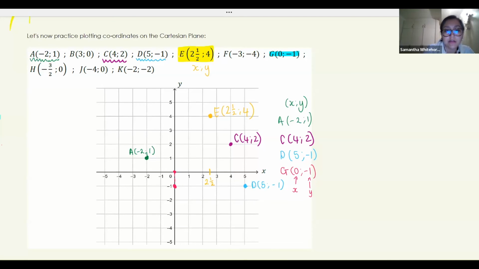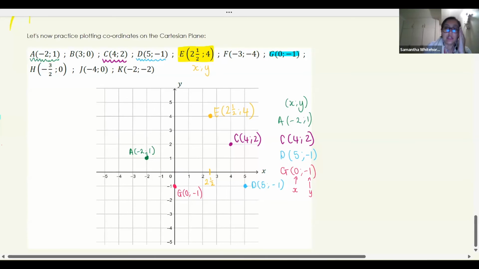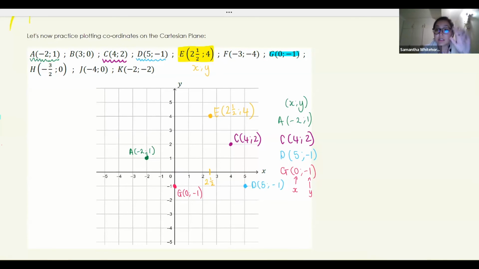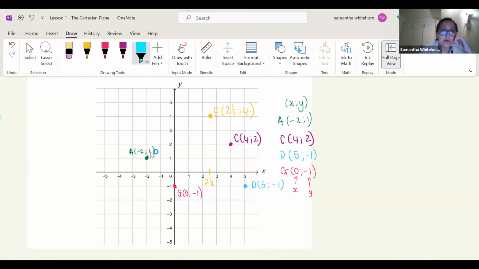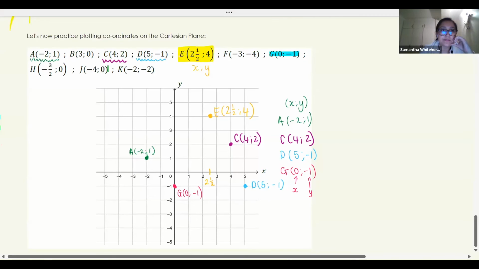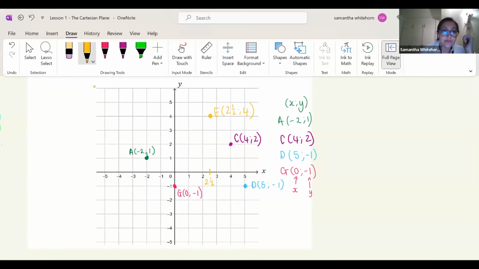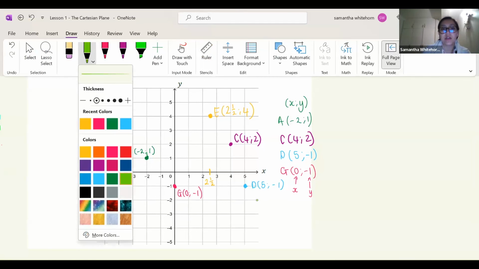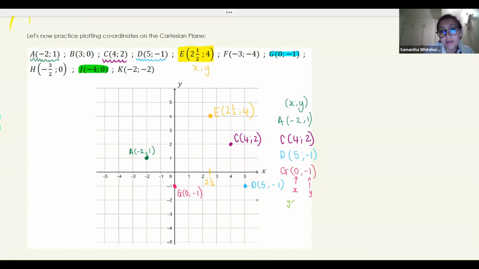G, 0, -1. So hopefully what you're starting to see from this example and the one above, whenever there's a 0 coordinate, we need to just think carefully about where it's going to sit. So if we now compare G to, say, for example, the coordinates J. J is now the coordinate -4, 0. So let's just get our green here. So J is -4, 0.